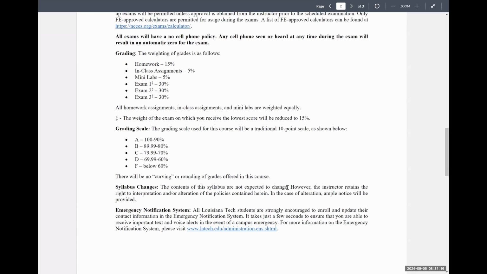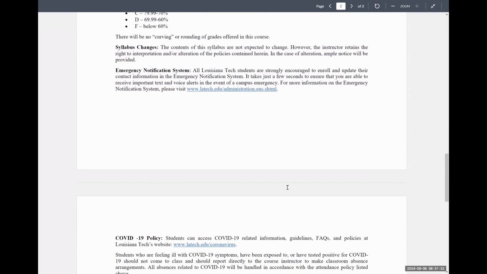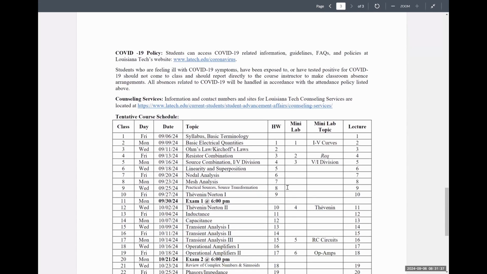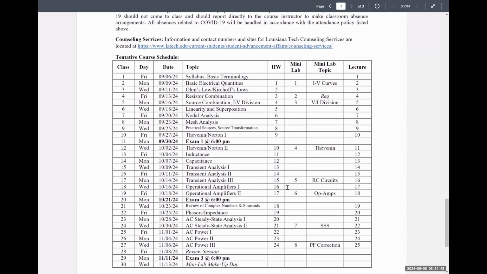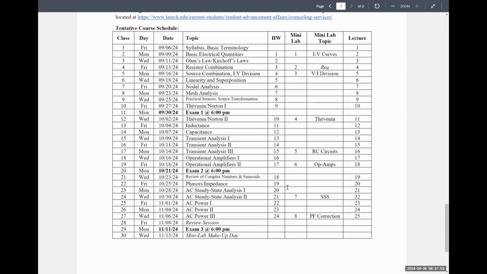All right, syllabus changes. So I don't expect anything on the syllabus to change. However, I reserve the right to do so. And if I do have to change anything, I will let you know. Then we have the emergency notification system stuff. I encourage all of you to sign up for that if you aren't already signed up. Then I have our COVID-19 policy, which is effectively just if you're sick, don't come to class and get me sick, or I will be very upset with you. Counseling services information is available if you feel that you need it. And then we have our tentative course schedule.